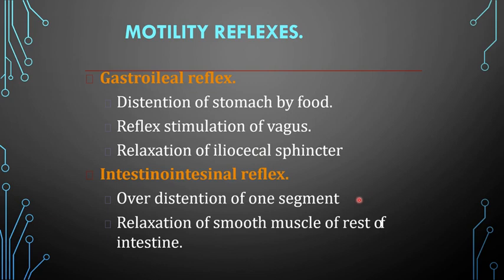And then the intestinal reflex: a segment of the intestine will be over distended and the rest of the intestine will be relaxed. This is mediated by local enteric neurons and some vagovagal pathways. So in the intestinal reflex, one part will be over distended and the remaining part of the intestine will be relaxed.